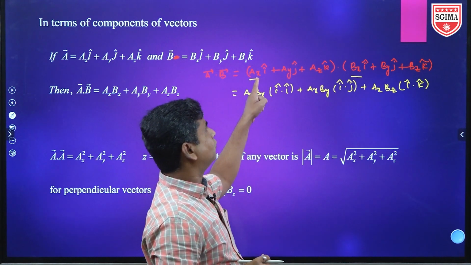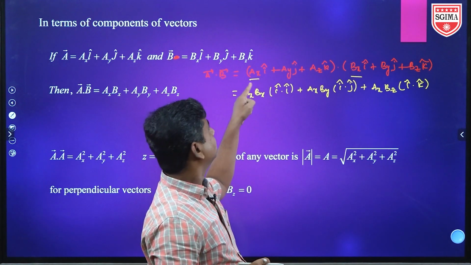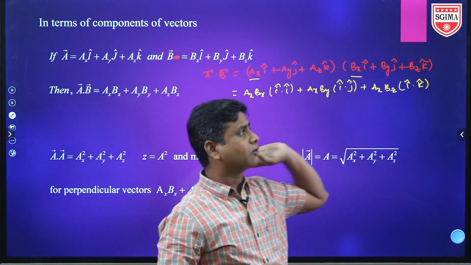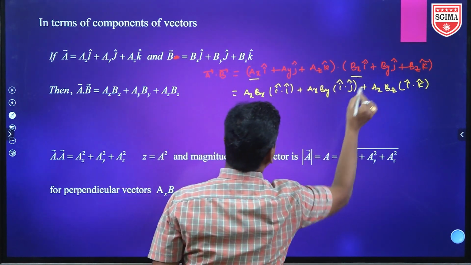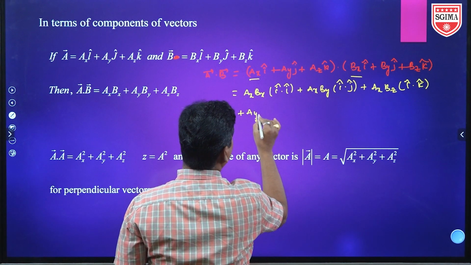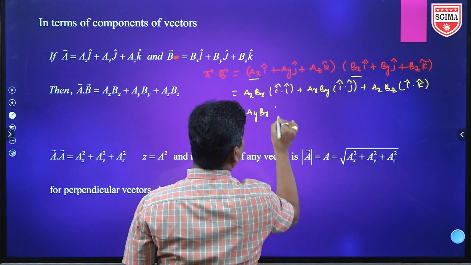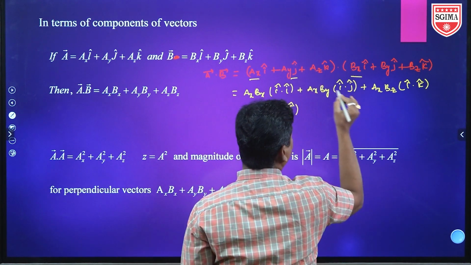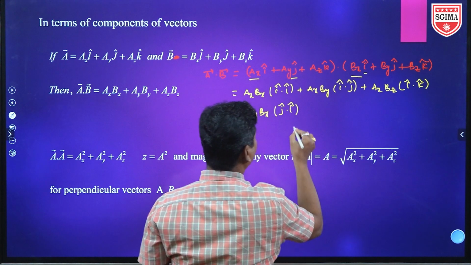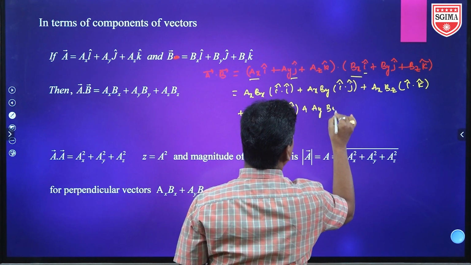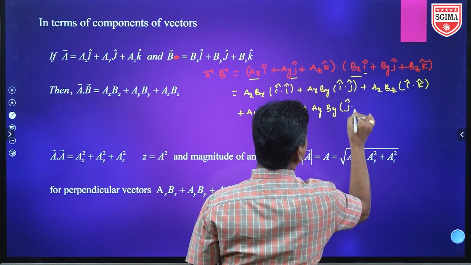With the first vector, the first component along the x direction is multiplied with the total b bar vector. Next, with the second component, ay multiplied with bx. Here j cap dot i cap, here j cap and here i cap. Next, plus ay by, j cap dot j cap.